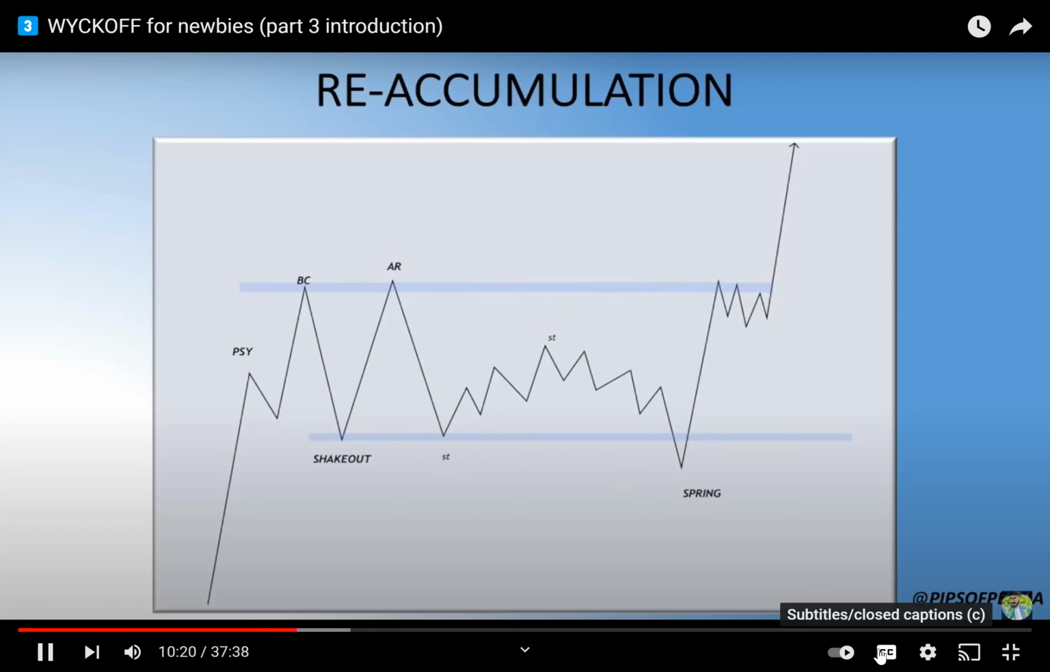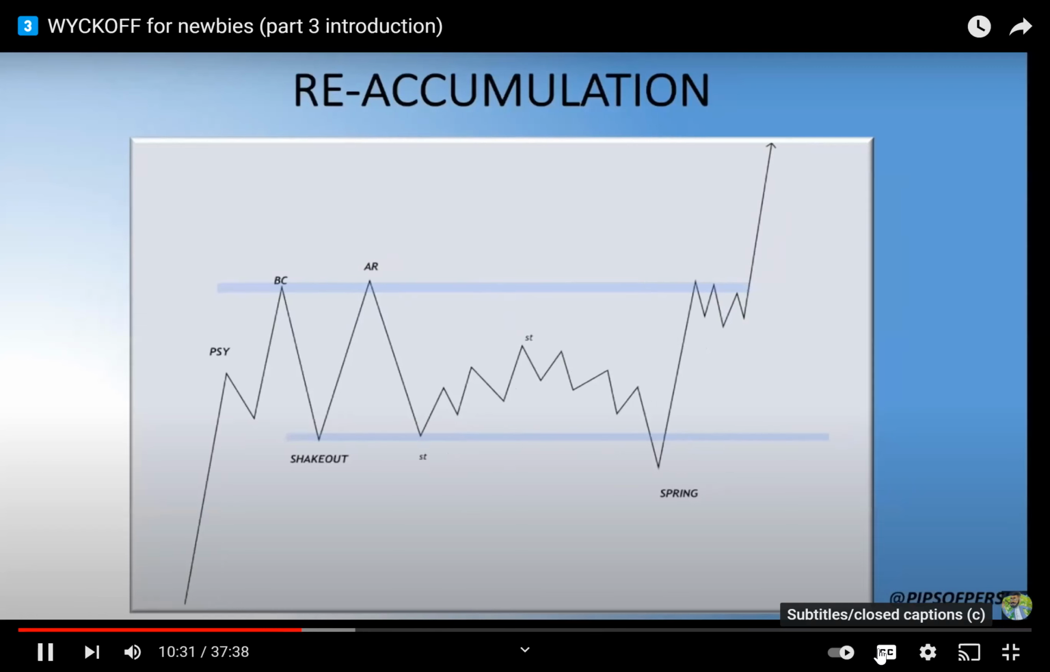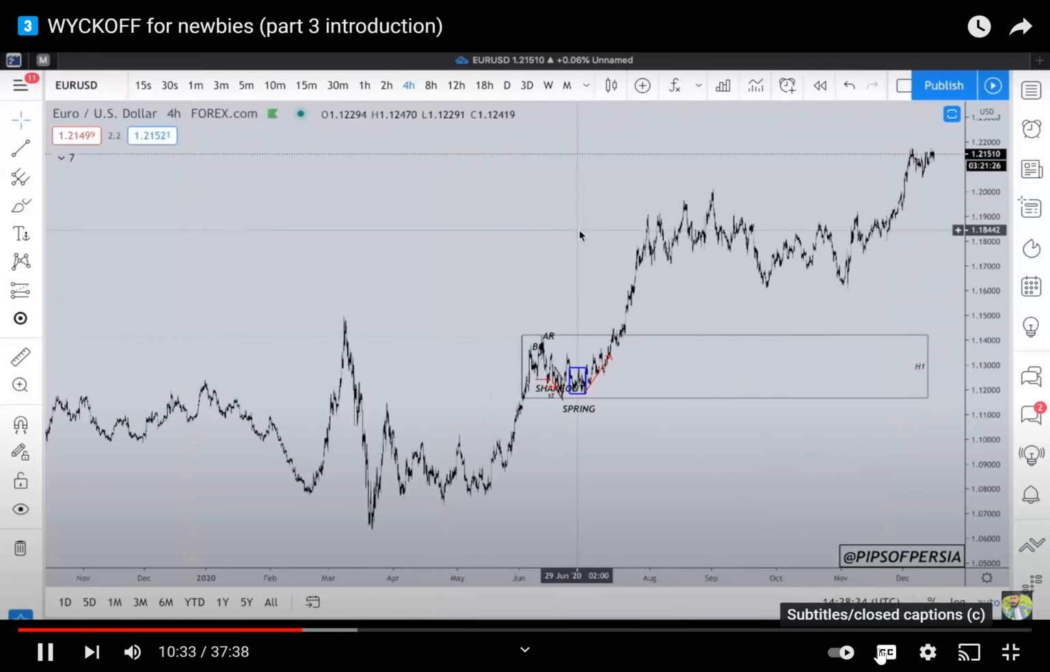But in live markets, it's going to be a different scenario, because obviously you will tend to see smaller accumulations and distributions within the range. That makes the analysis much easier and much clearer. So let's go ahead and jump on the actual charts and have a look at a couple reaccumulation scenarios.